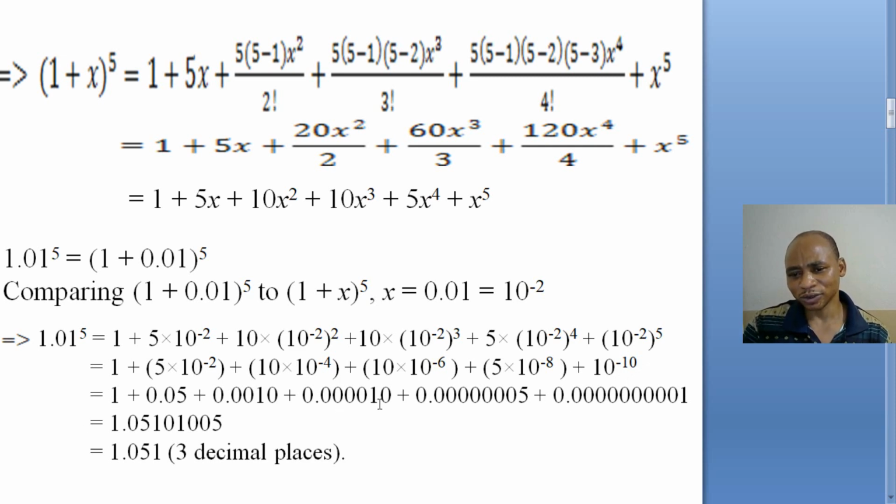Then in value, we will end up getting 1 plus 0.05 in evaluation, all plus 0 plus 0.00001, which we will end up getting 1.0510, which ends up 1.051 to 3 decimal places as the question demanded.